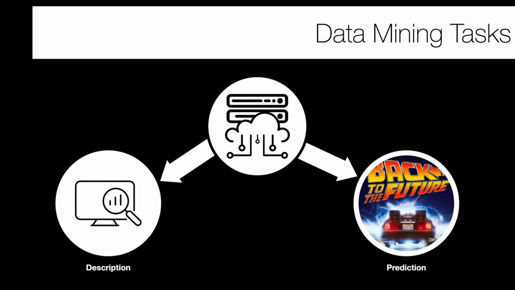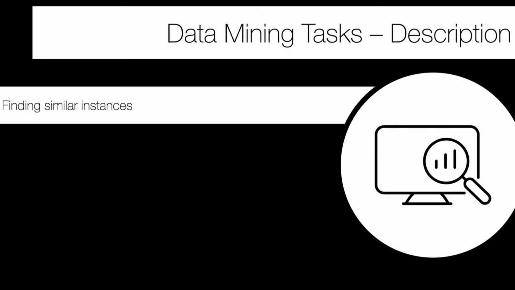The second kind of task we might do in data mining is prediction. So we take some data that we have now, or some data that we think will inform us about what will happen in the future, and we use that to predict these next steps.